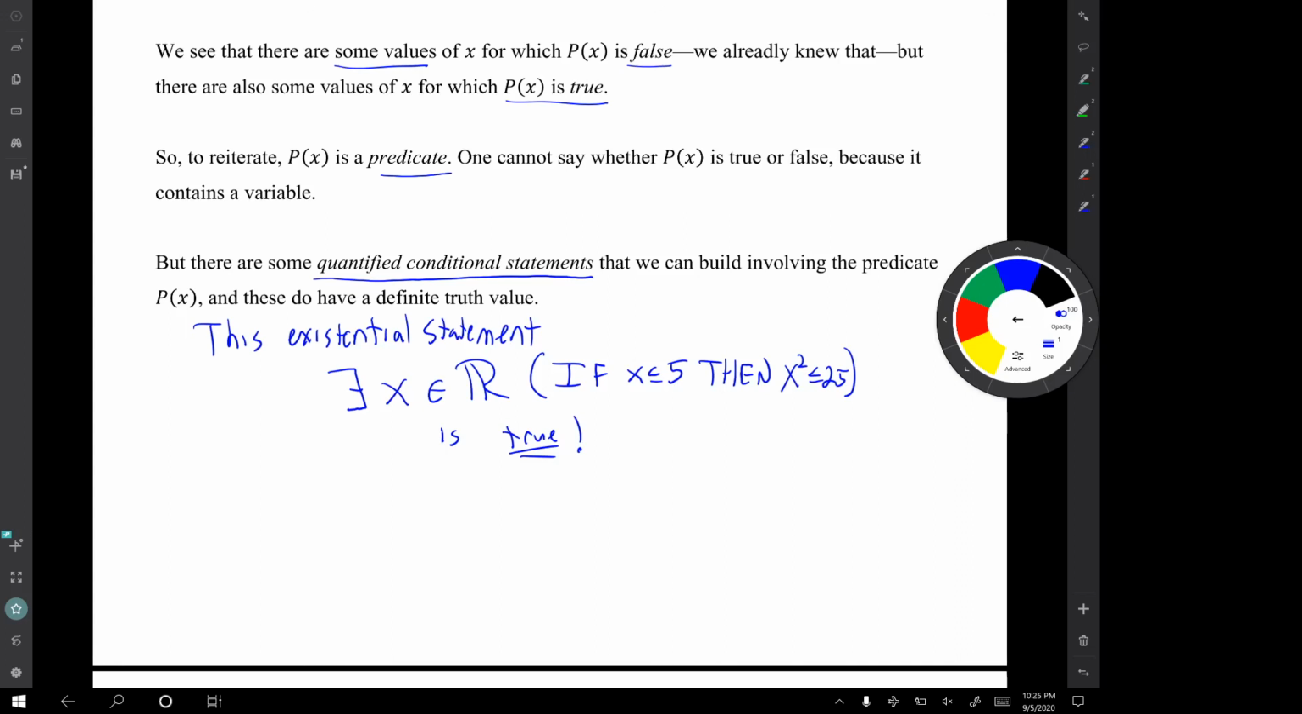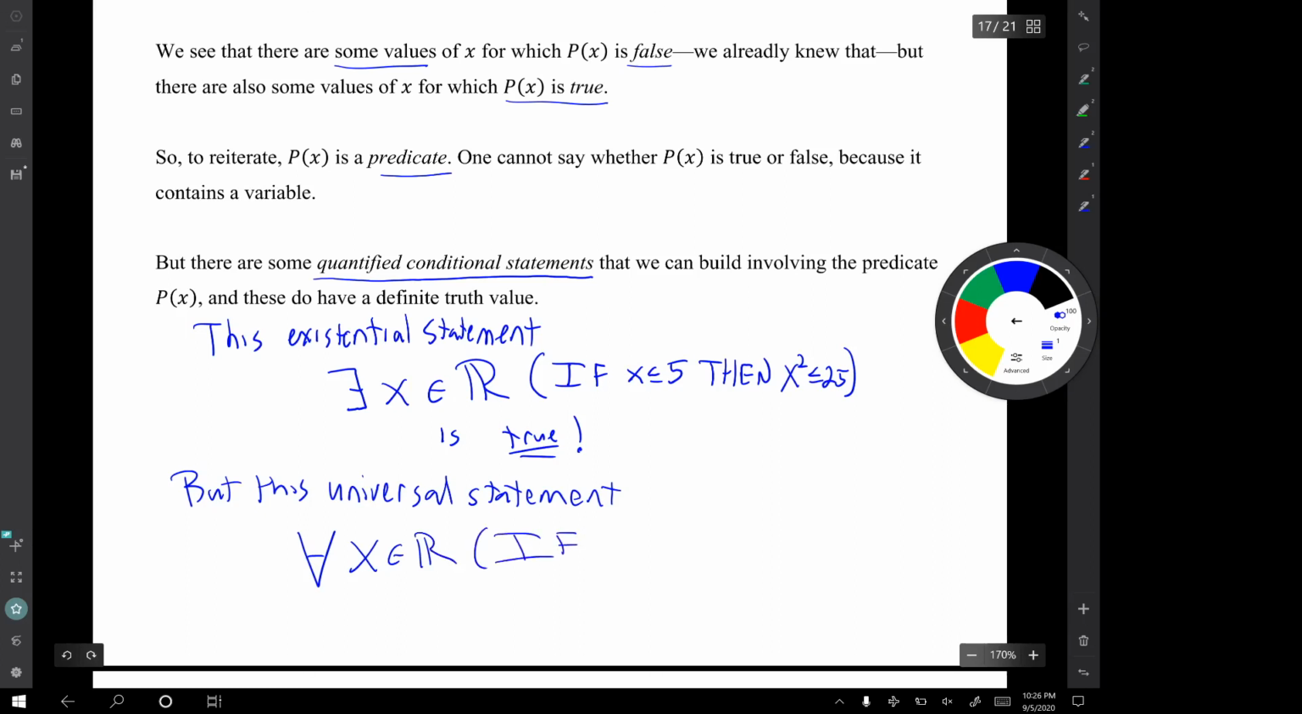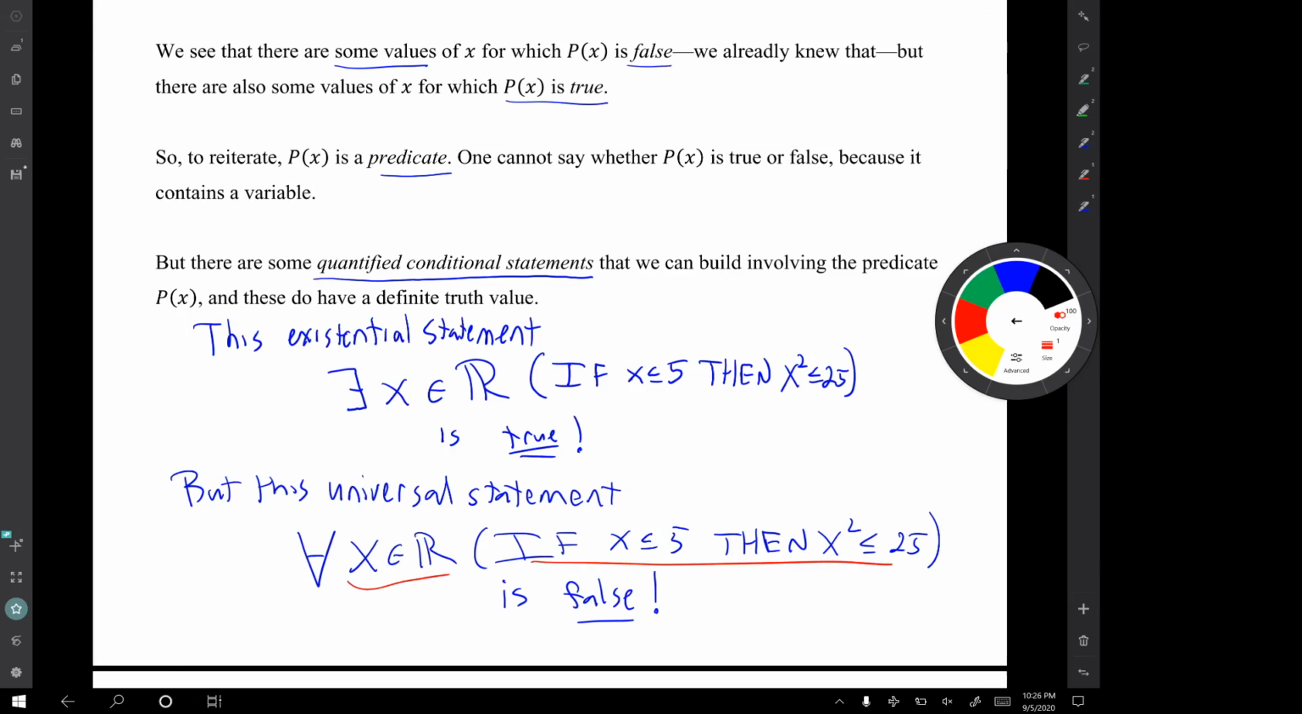So this existential statement is true. There is an x in the real numbers that makes that conditional predicate into a true statement. But this universal statement is false. If I say these words, every real number makes this conditional predicate into a true statement, then I've lied.